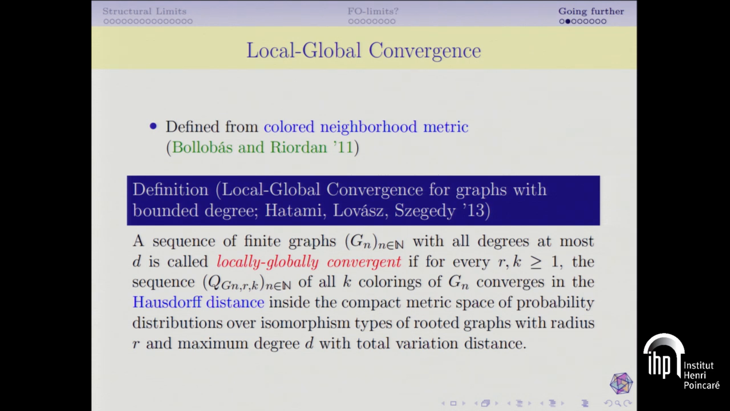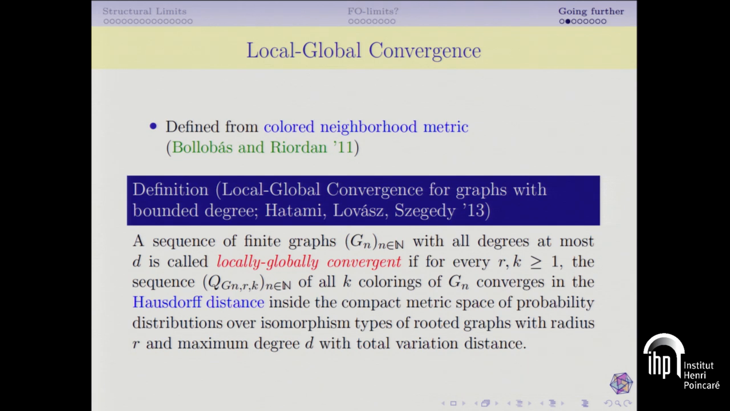You consider some number of colors, let's say K. You consider some radius, R. And for your graph Gn, you consider all the possible colorings of the vertices of Gn by K colors. So you have many, many different colored versions of your graph Gn. And then you consider the distribution of the balls of radius R in these graphs. So for each coloring of Gn, you will have a distribution. So altogether, you have a set of distributions. And then you will consider the sequence of sets of distributions.